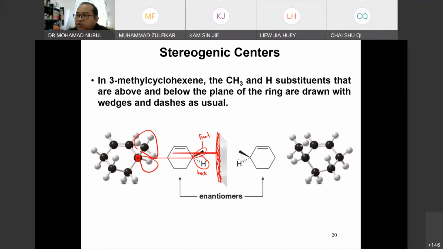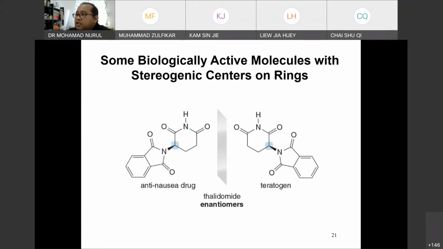And after that, draw the second structure, which is the enantiomer, by doing the same. The arrangement is similar also, right? Okay. So, some biologically active molecules have stereogenic centers and rings. Here are a few examples.